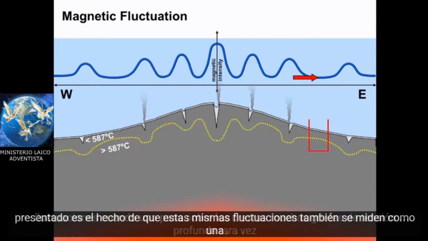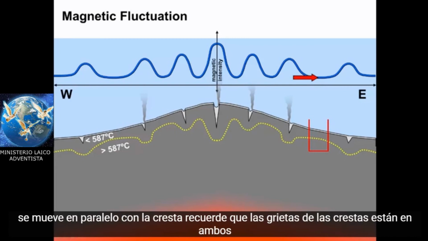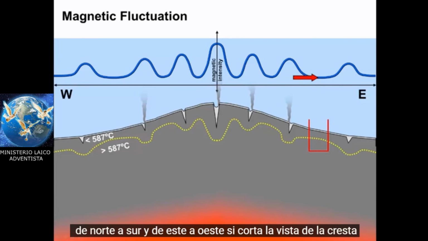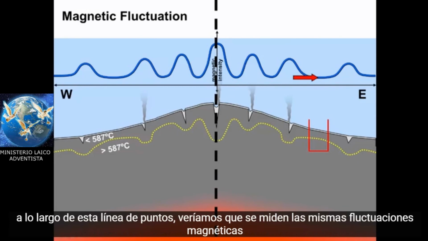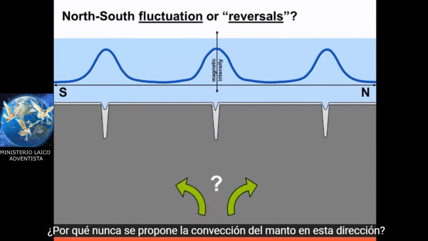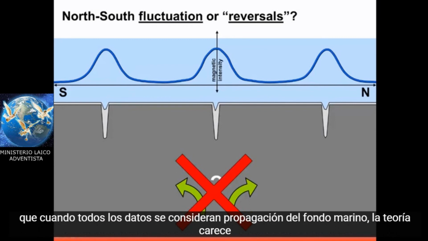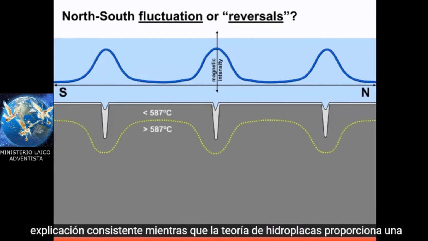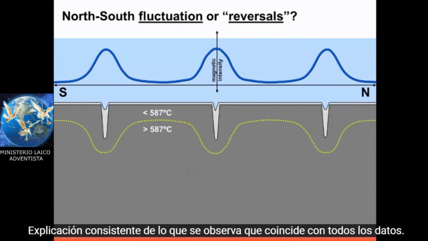Rarely presented is the fact that these same fluctuations are also measured as one moves parallel with the ridge. Remember, the ridge's cracks run both north-south and east-west. If you cut through the view of the ridge along this dotted line, we'd see this. The same magnetic fluctuations are measured. Why is mantle convection in this direction never proposed? So again, we see that when all the data is considered, seafloor spreading theory lacks consistent explanation, while hydroplate theory provides a straightforward and consistent explanation of what is observed that matches all of the data.